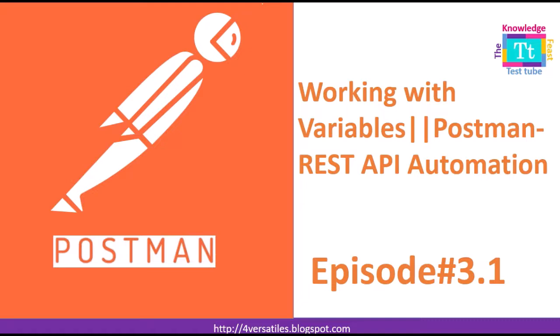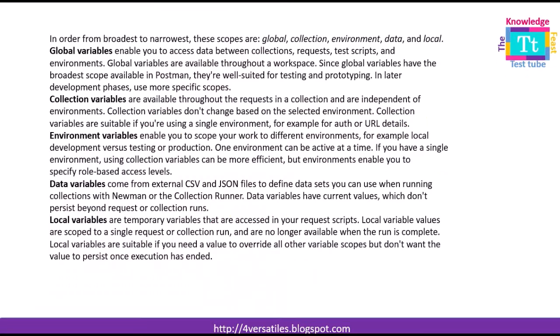So we are talking about variables, right? We should first know how many variables there are in Postman. There are in total five types of variables. Among these five, three are the primary type and two are the secondary type, is how we can put it. The types are: global variable, collection variable, environment variable, data variables, and local variables. These are listed in their order of scope, so we're going to talk about the scope of the variables also.